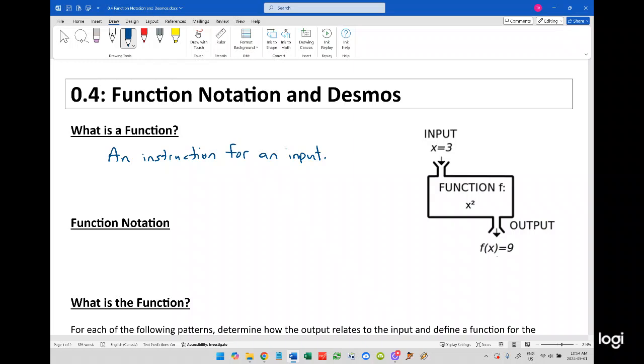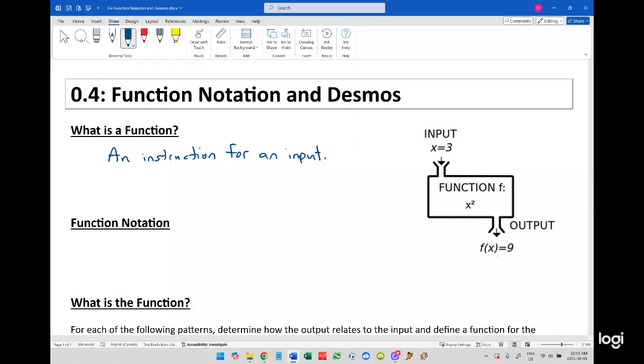what that instruction gives you. So in our little example over here, the input is a 3 and the function is x squared. So it says, you give me an input, I'll square it and tell you what the answer is. So you give it a 3, it says, okay, I'll square that. It gives you a 9 back. And you can see that if I plugged in a 5 there, it would give you a 25 back. And if I gave you a 7 there, it would give you a 49 back, and so on. So it's just an instruction that tells you what to do with an input.